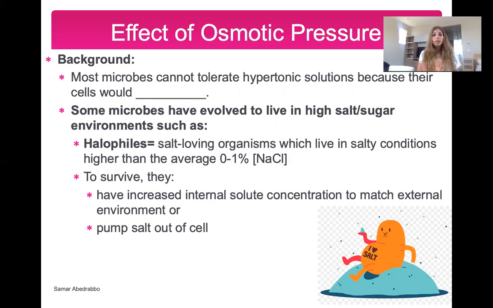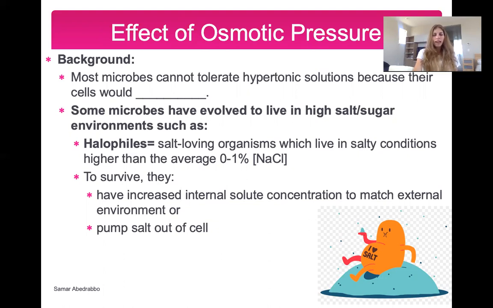Now, some cells, a few, have evolved mechanisms to live in high salt or high sugar environments, and we call these halophiles. Halo means salt. Phile is the opposite of phobia. So a halophile is an organism that loves salt. It's a salt-loving organism, and they typically live in salt conditions that are much higher than the average. The average salt conditions that most organisms like is between 0% no salt to 1% salt, and halophiles like salt that's much higher than that.